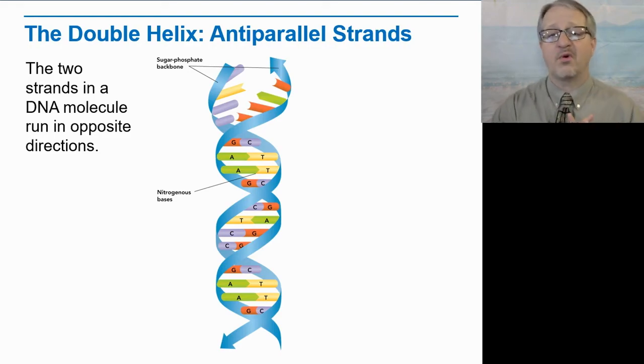Now, one of the surprising aspects of the double helix model is that the two strands of DNA run in opposite directions. And this arrangement of strands is described as anti-parallel. This arrangement enables the nitrogenous bases on both strands to come into contact at the center of the molecule. Okay, now you see the arrows here pointing in opposite directions, one pointing up and one pointing down.